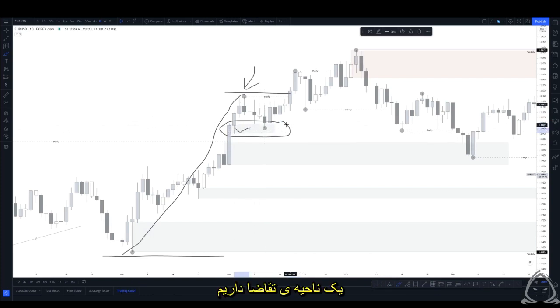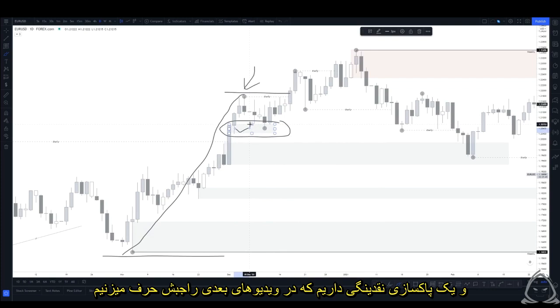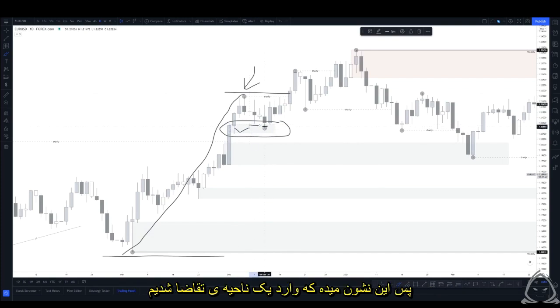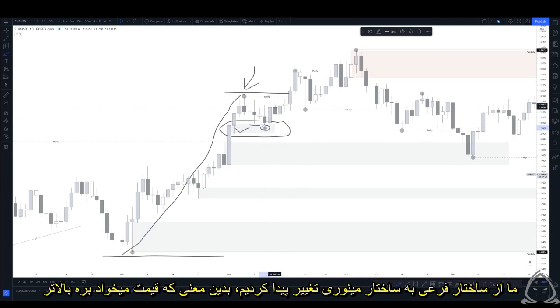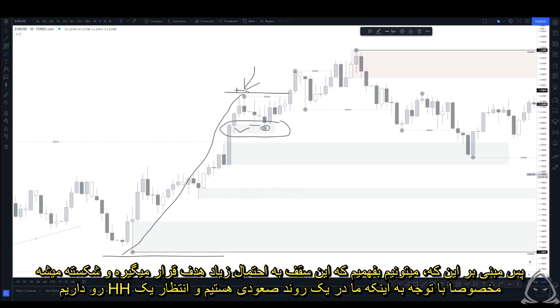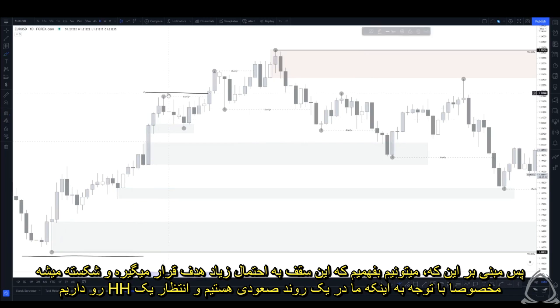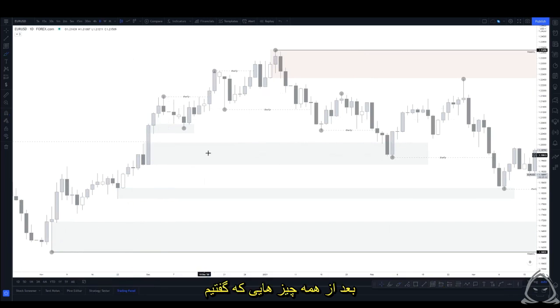We have a demand zone, and we also do, and we'll touch on this in the next video, a sweep or run of liquidity. So what this establishes is that we've tapped into a demand zone. We have started to change from substructure to minor structure, implying that price is willing to move to the upside. So based on that, we can understand that this high is more than likely going to be targeted and broken, especially under the confines that we are in an uptrend, and that we would be expecting a higher high to form after all of that has been said.